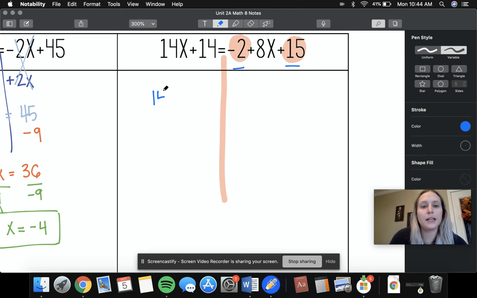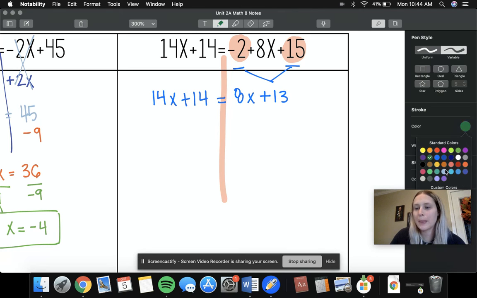So we have 14x plus 14, because we haven't done anything with the left-hand side. And we still have 8x, but I'm going to put negative 2 and 15 together and get 13. Okay. Now it's in one place, so I'm a little bit happier. Now I am going to get the variables on one side. I have 8x right here. I have 14x right there. So I'm going to move this 8x to the left-hand side.